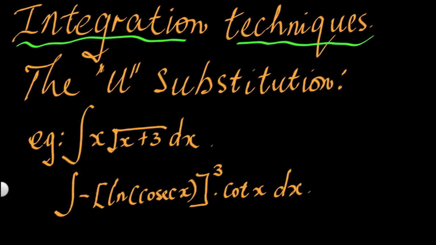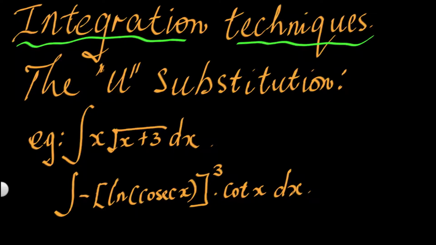The U substitution is a very powerful technique that you can use when doing integration. Sometimes you're given an expression or a function that you have to integrate, and when you look at it, you can't find your way out. But if you do the U substitution, it becomes very, very easy. I'm going to illustrate this using these two examples that I have before you.